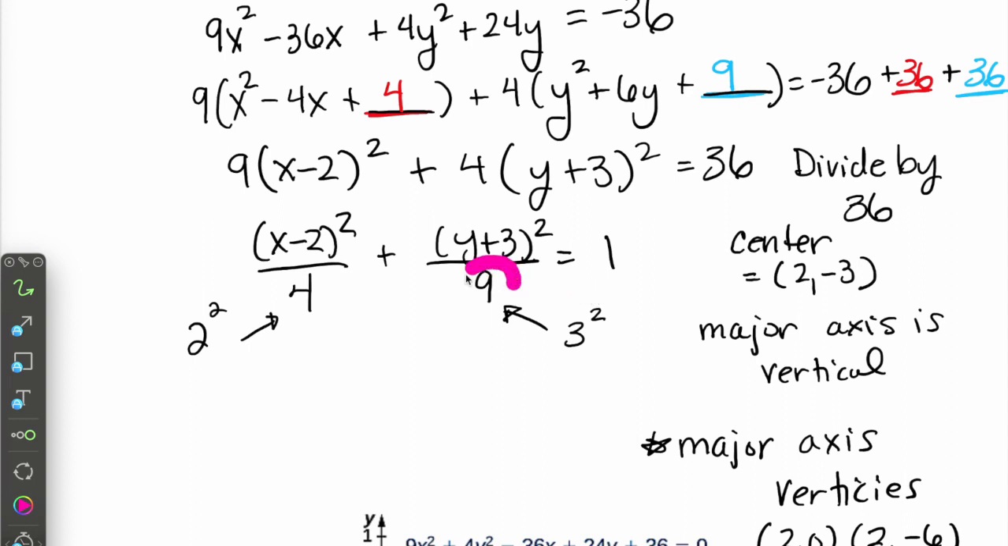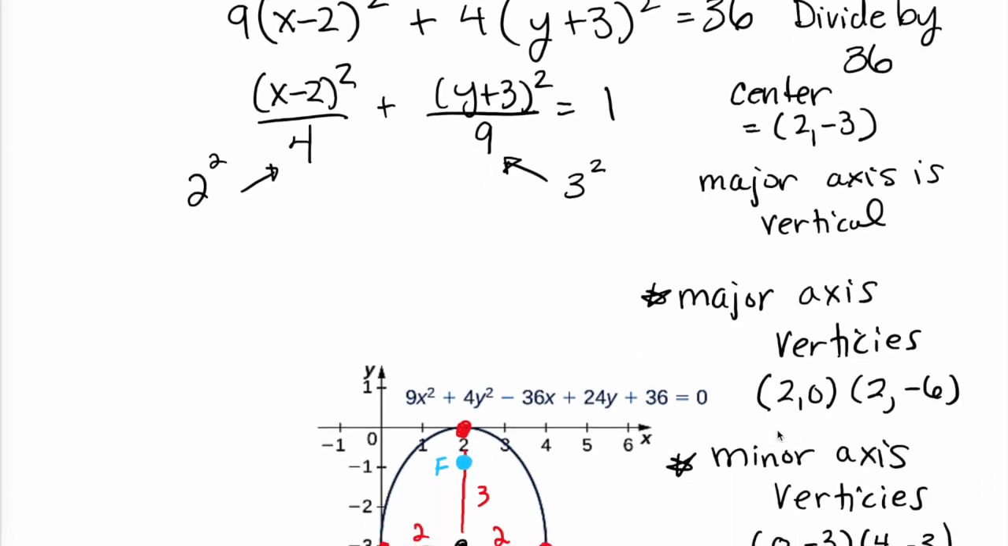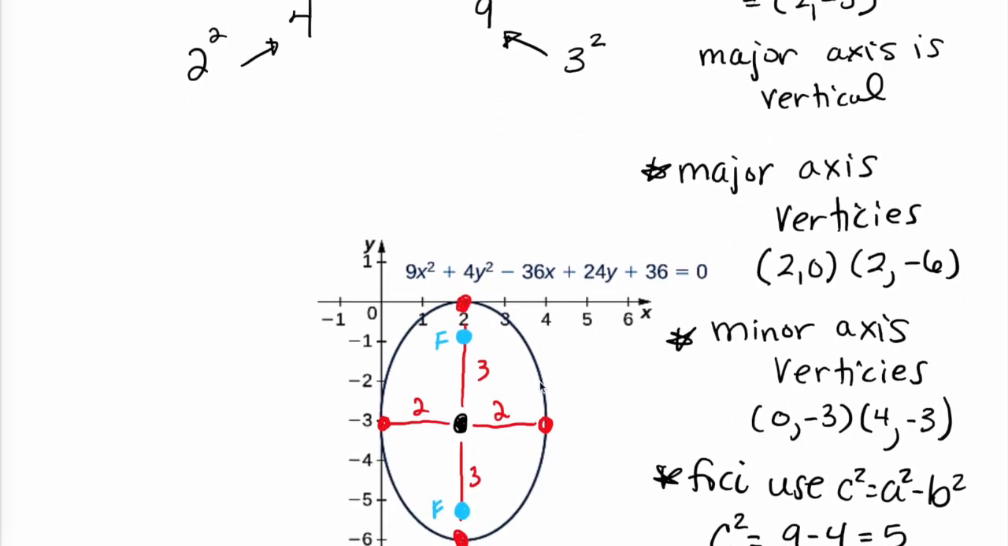So because this is bigger and it's under the y quantity, that means this is going to have a major axis that's going to run vertically. My center of the ellipse is going to be 2, -3. My major axis is vertical. Now, since my center is 2, -3, that's right here.